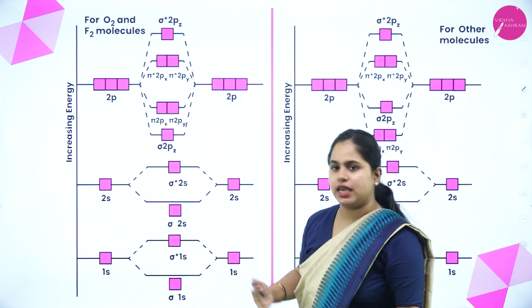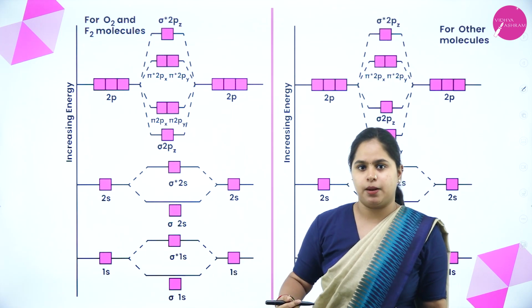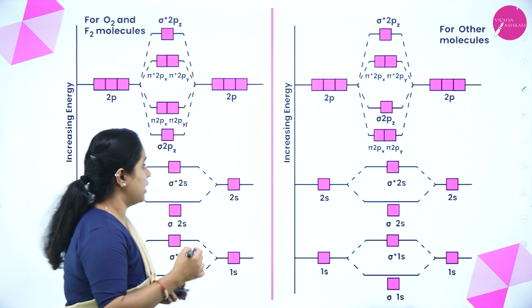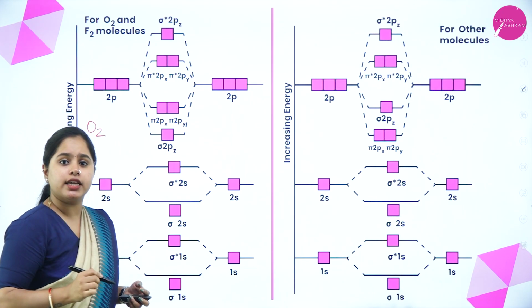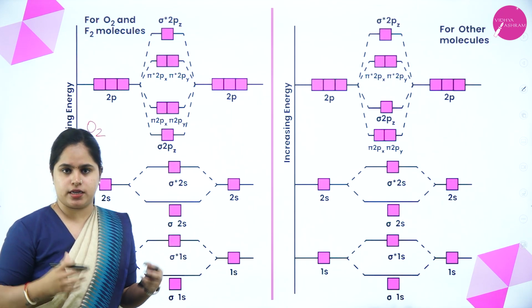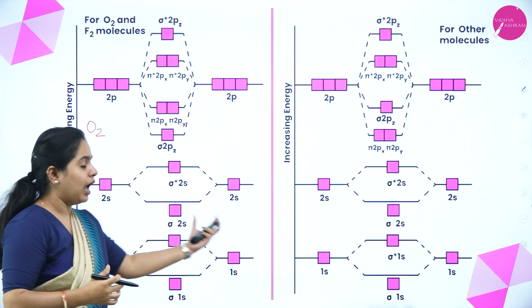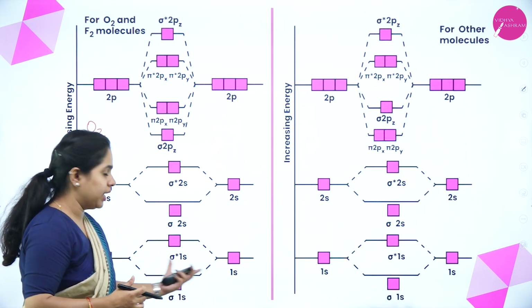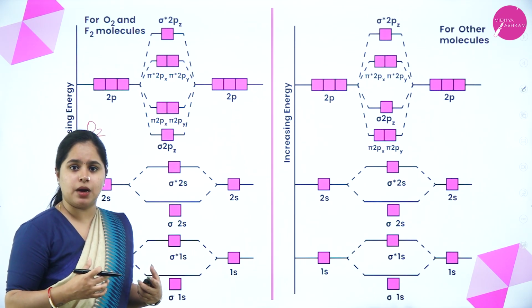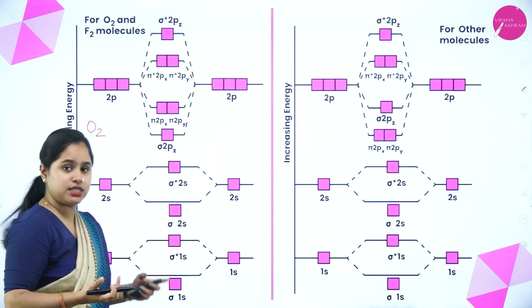Yes, so in this case, as you can see, it is for oxygen and fluorine molecule, how it is represented. So let's take the example of the oxygen molecule itself. In the oxygen molecule, we know that two atoms of oxygen are there. One oxygen atom's 1s orbital and the other oxygen atom's 1s orbital combine, and the two atomic orbitals form two molecular orbitals, that is sigma 1s and sigma star 1s.